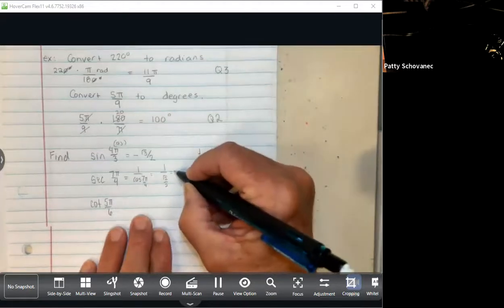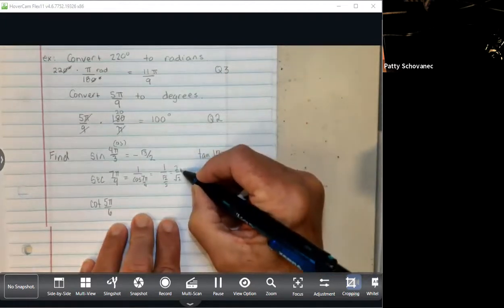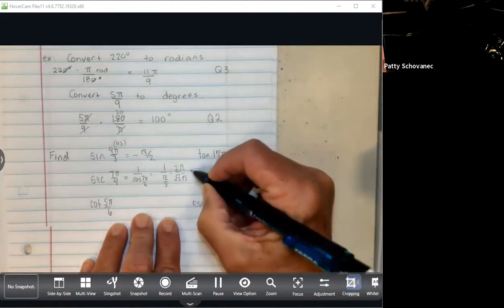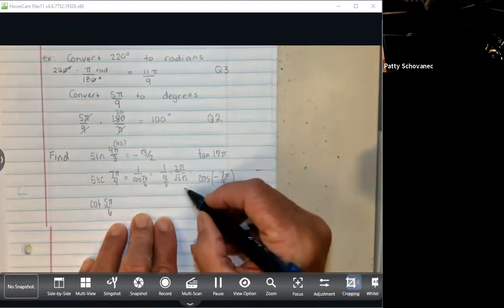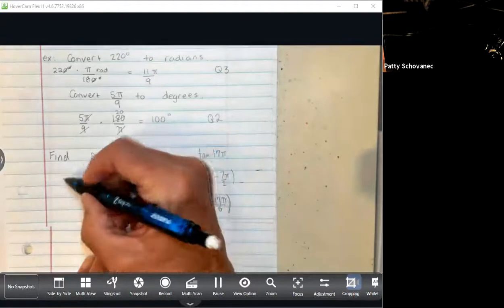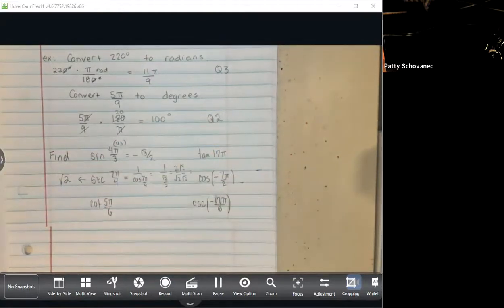So all I gotta do is simplify this. And I get 2 over the square root of 2. Or if you rationalize that by multiplying by square root of 2 over square root of 2, that'll give me a 2 on the bottom and a square root of 2 on top. So the secant of 7 pi over 4 simplifies to a positive square root of 2.